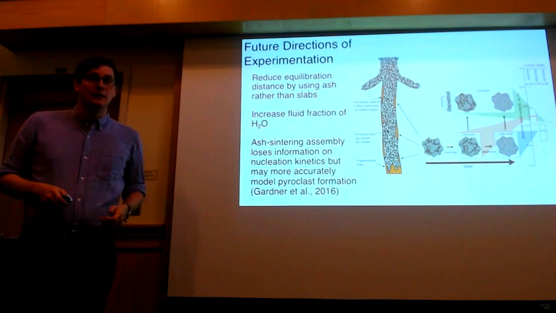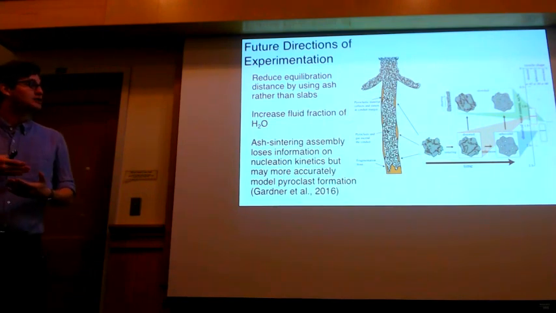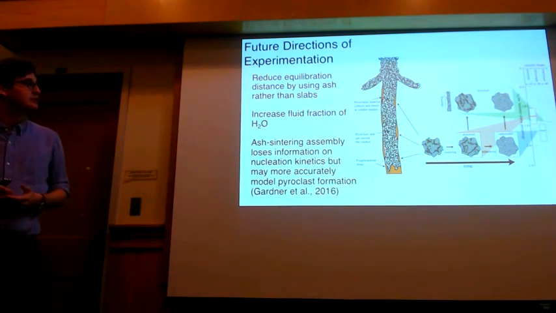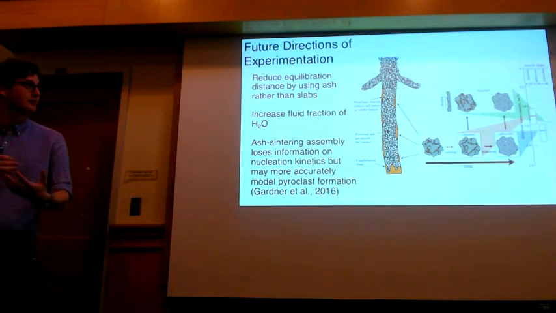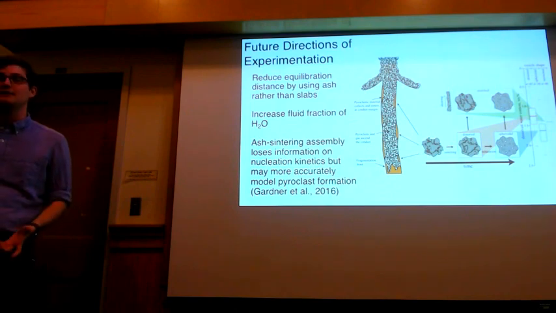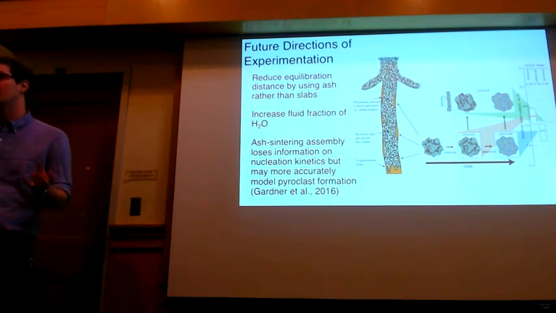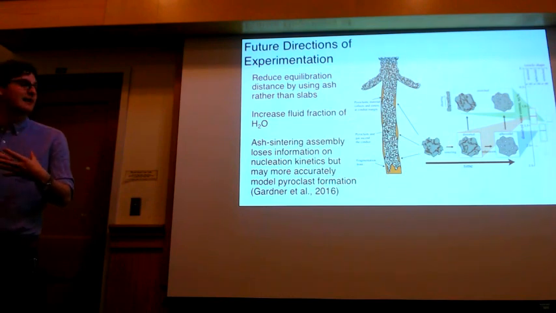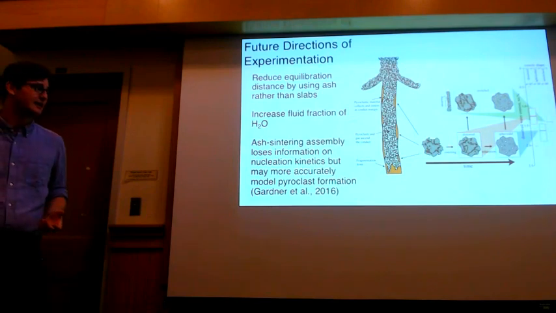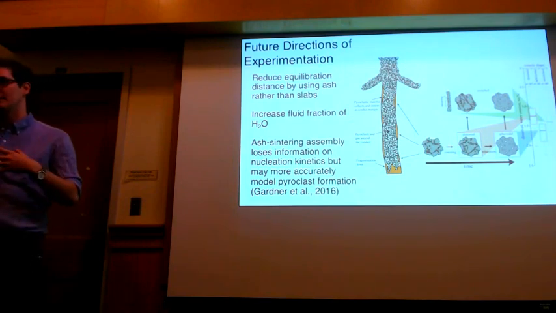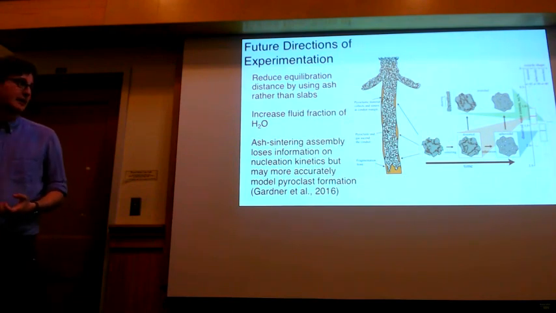We're not giving up on experiments though, and we have some future directions. So two things we'd like to do are to reduce the equilibration distance and also provide more pathways for the fluid to flow through by using ash rather than slabs. This comes with its own problems. For one thing, if you're using pieces of ash, then all the places between the ash can become bubbles. So you're losing information on nucleation kinetics, and you also end up with slightly more unpredictable bubble nucleation behaviors.